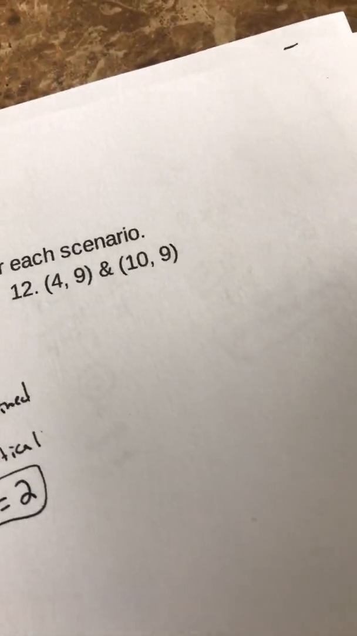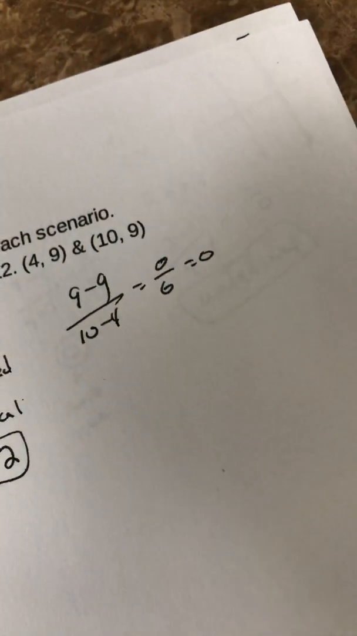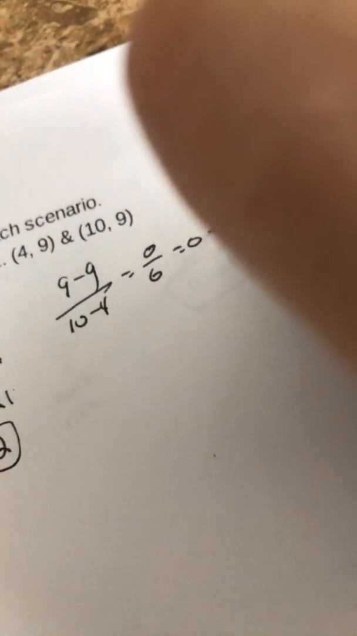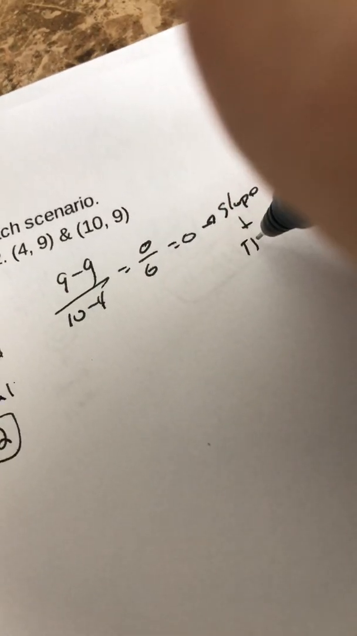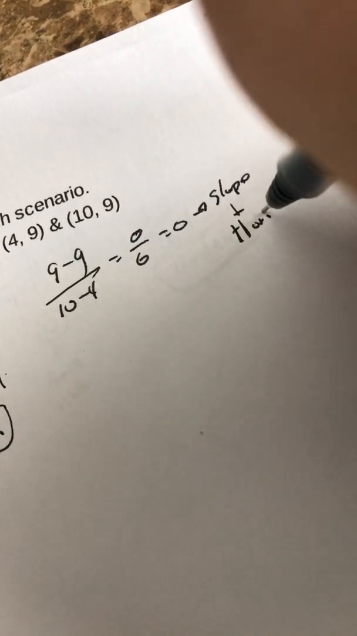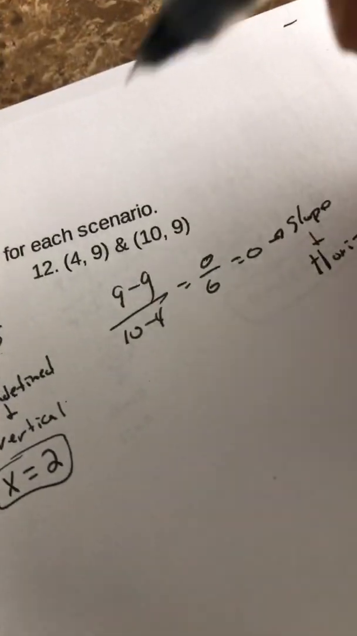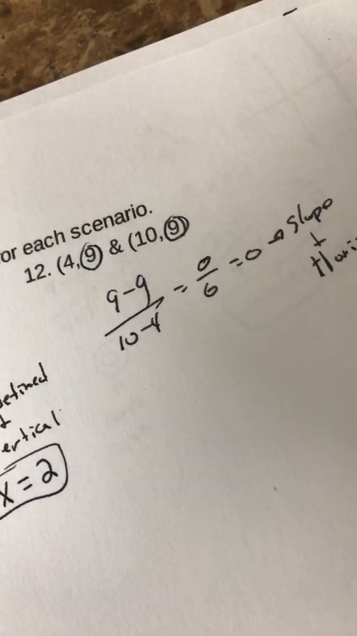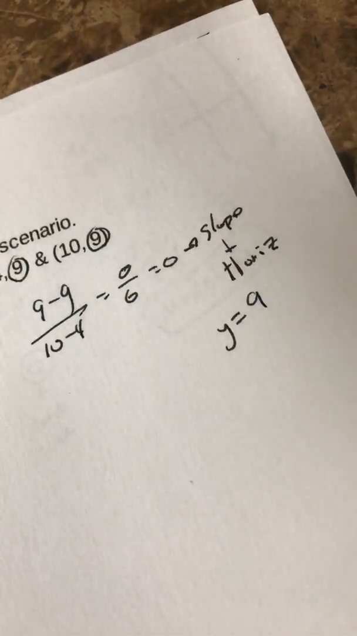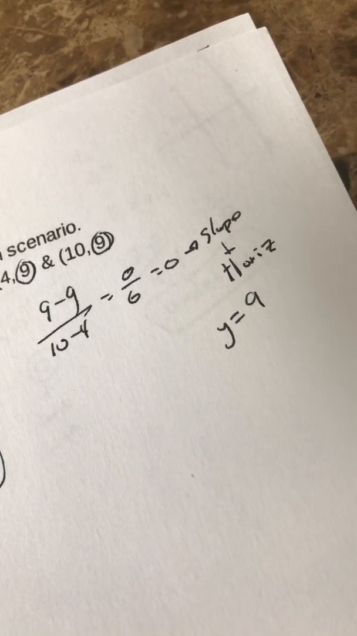12 was an example of a horizontal line. So again, 9 minus 9 over 10 minus 4 gives me 0 over 6, which is 0. Now that's just the slope, so we're not finished. Since the slope is 0, this tells me I have a horizontal line. As I look at these points, they have the same y coordinate. So we write the equation of any horizontal line as y equals whatever that y coordinate is.